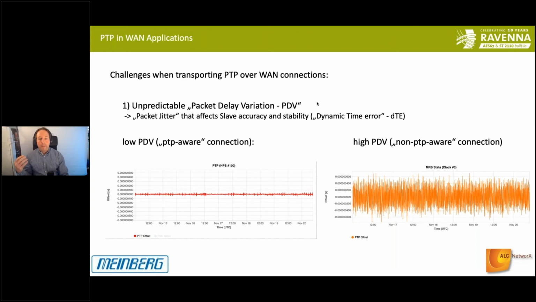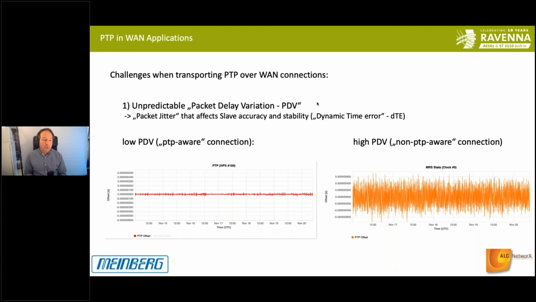So we have basically three different challenges in wide area networks. The first one is the so-called unpredictable packet delay variation, or PDV for short, that you will have when you send packets over usually non-PTP aware connections. The packet delay variation reflects the packet jitter, which directly affects the slave's accuracy and stability. And this packet jitter leads to a so-called dynamic time error. That is a variation of offset around a value that is actually expected, ideally 0.